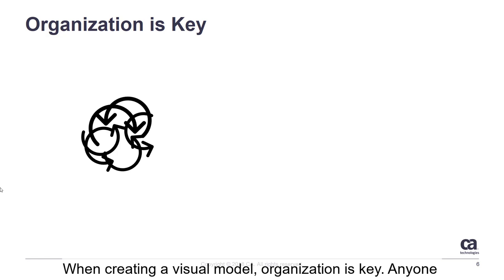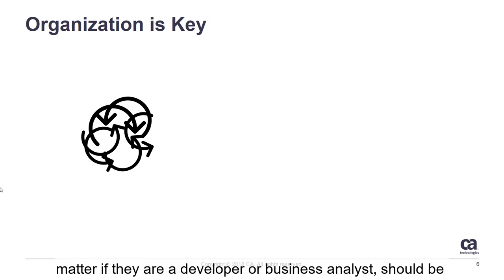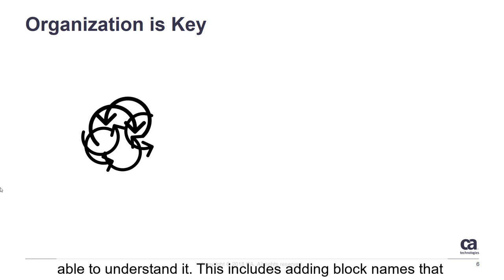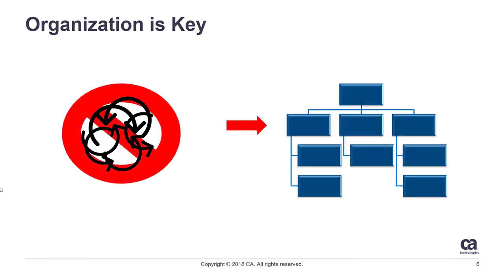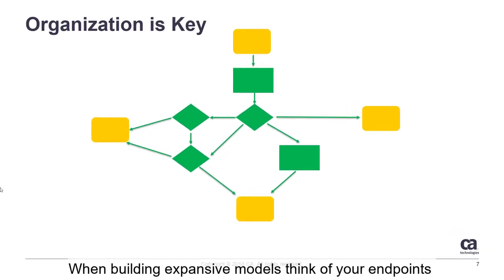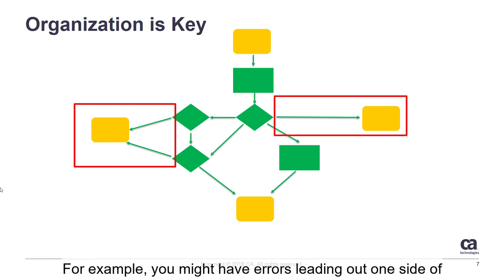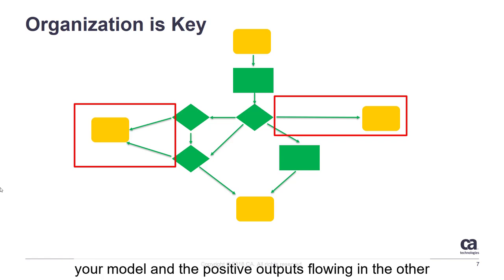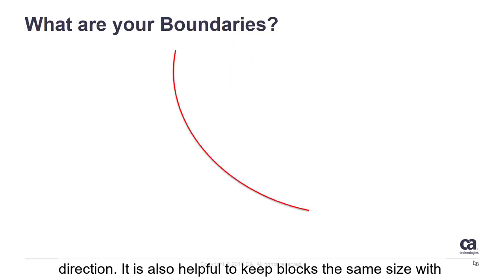When creating a visual model, organization is key. Anyone who looks through the model, no matter if they are a developer or business analyst, should be able to understand it. This includes adding block names that are easily readable and simple. Utilizing clones or duplicates can also prevent overlapping. When building expansive models, think of your endpoints ahead of time and how they will fit into your model. For example, you might have arrows leading out of one side of your model and the positive outputs flowing in the other direction. It is helpful to keep blocks the same size with proper lettering.